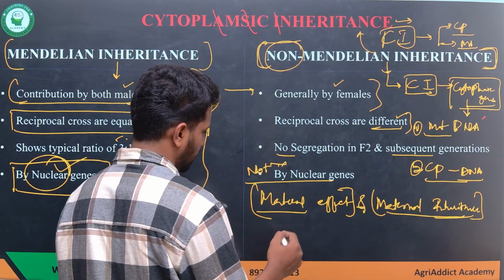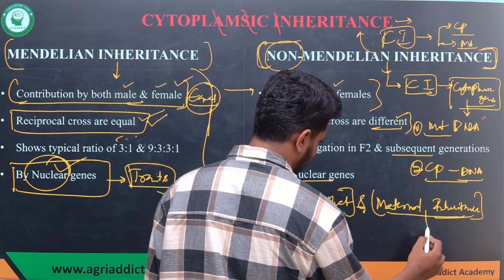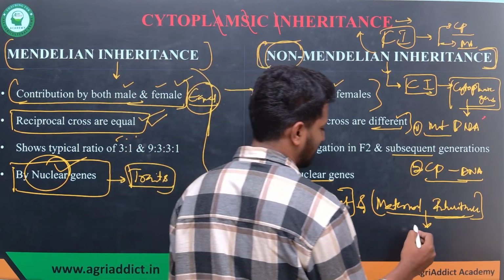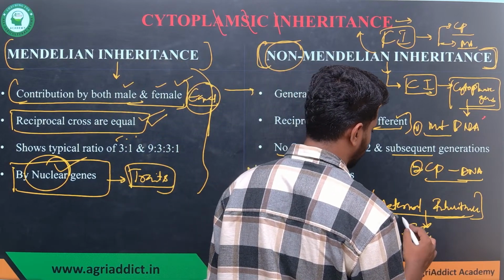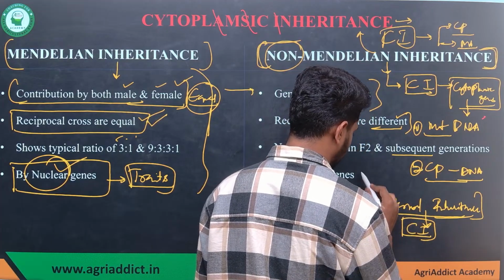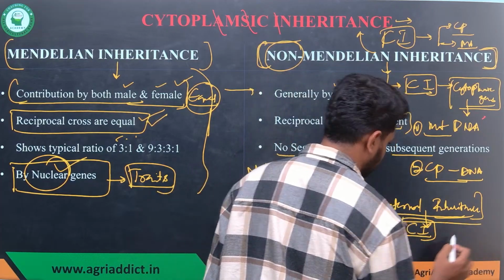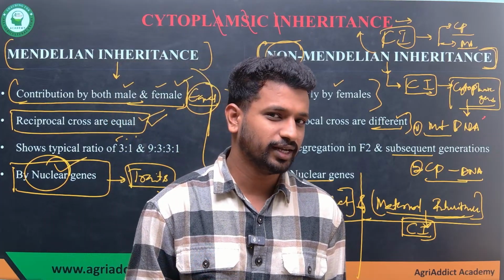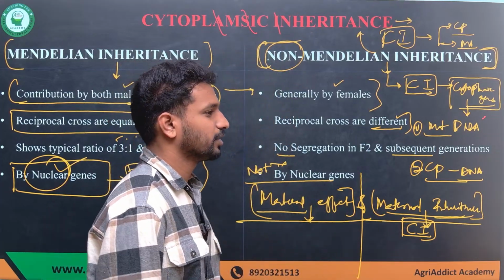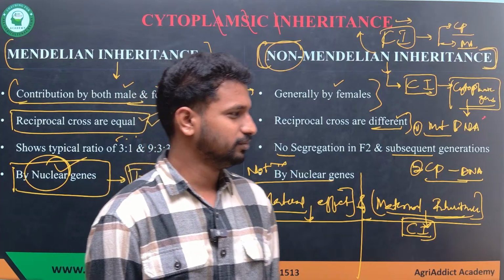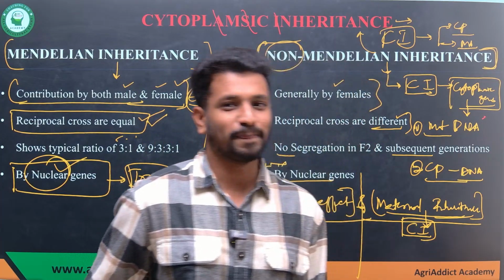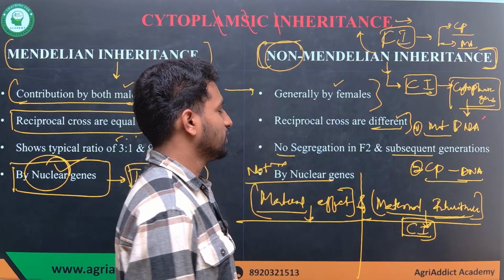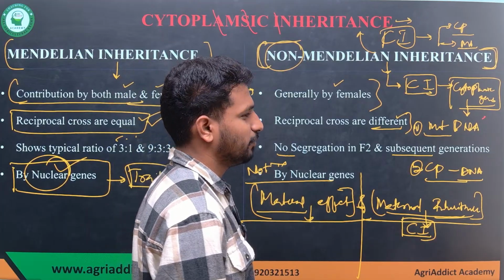Okay. So here, maternal effect. What is the clear cut difference between the maternal effect and the maternal inheritance? So maternal inheritance is another name for cytoplasmic inheritance. That means here in this case, if I have to differentiate, what is the main difference? Can anyone tell me what is the main difference between the maternal inheritance and the maternal effect? Yes, please. Quickly tell me.